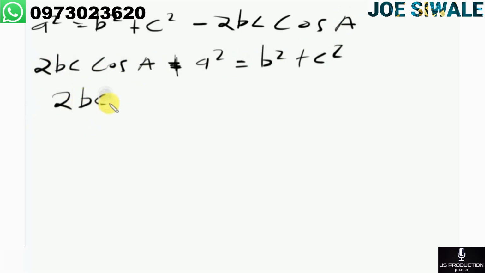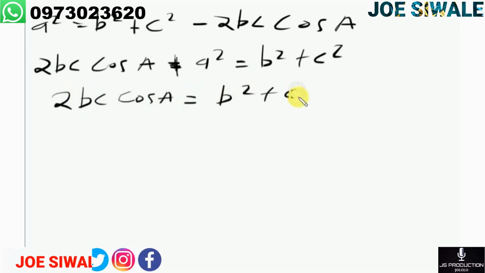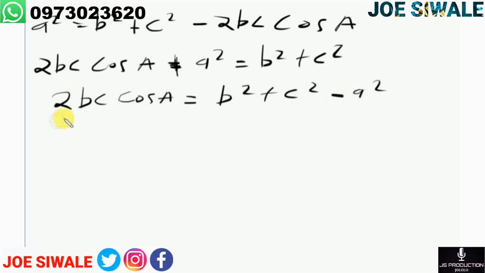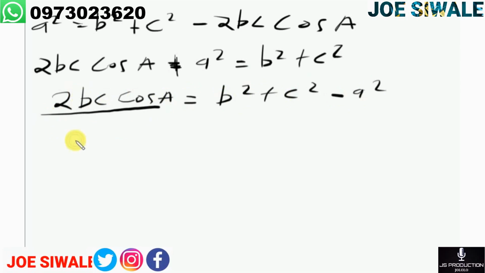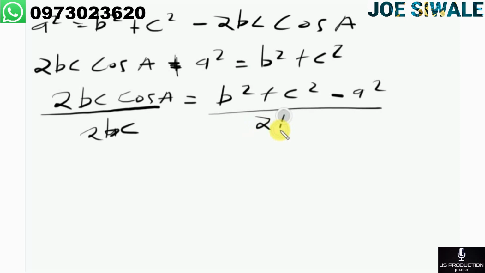Then I already have a squared, so that's going to be plus a squared is equal to b squared plus c squared. And the next thing that I'm going to do is to transpose my a squared to the other side of the equation. So I'm going to write 2bc cos A is equal to b squared plus c squared, and when a squared is transposed to the other side of the equation, it will be negative a squared.